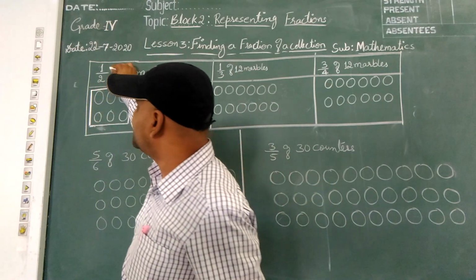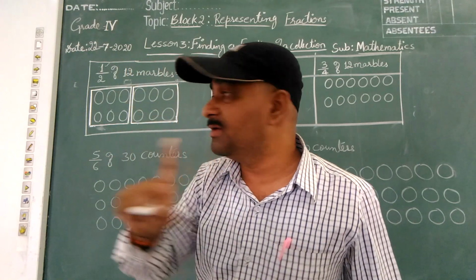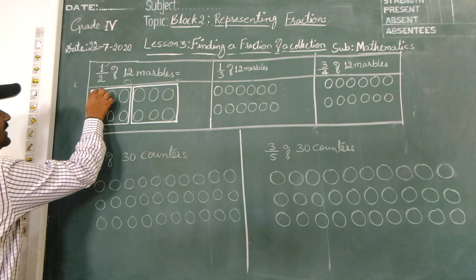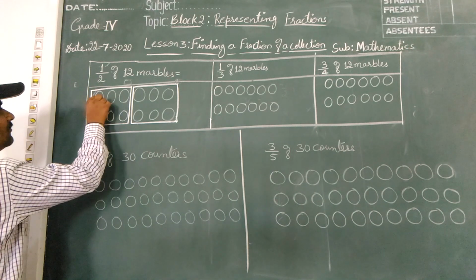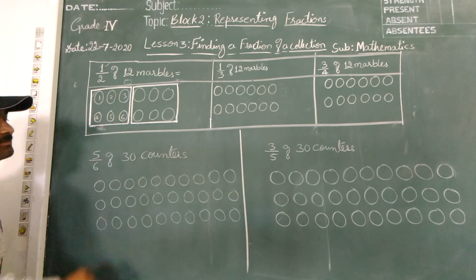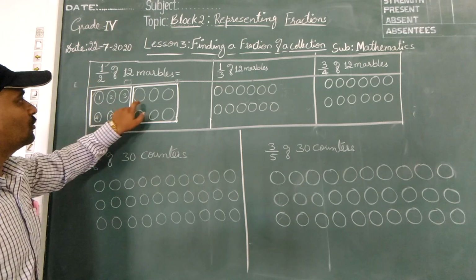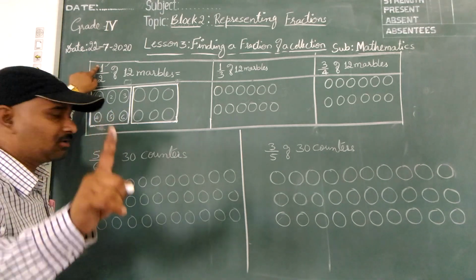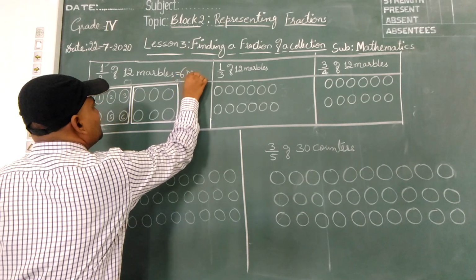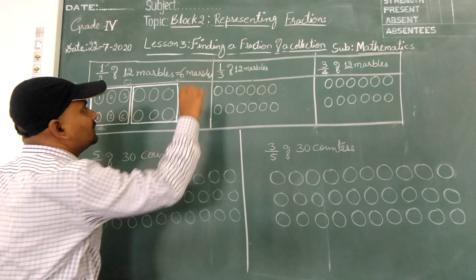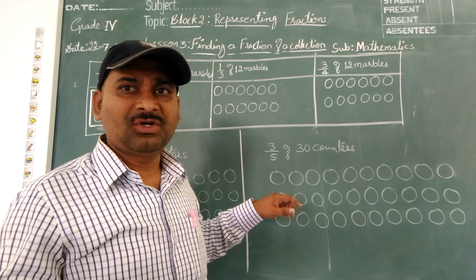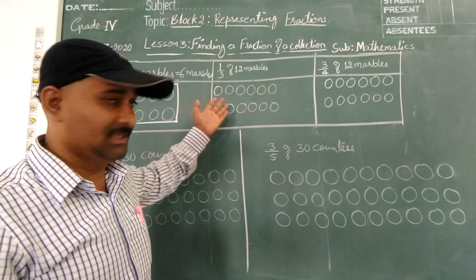How many should we select, children? Only one group, because 1 is there in the numerator. So we select 1 group, and in this group how many are there? 1, 2, 3, 4, 5, 6 marbles are there. Out of 2 groups we should select only one group. In this there are a total of 6 marbles. So the answer is 6 marbles. You will come to know further if some doubts are there in this example.